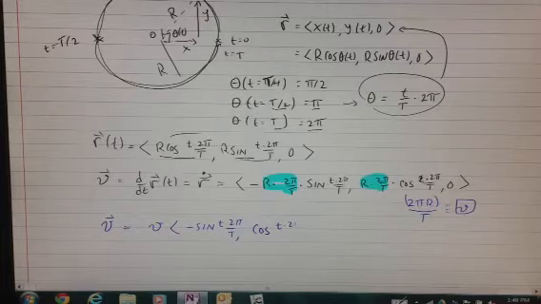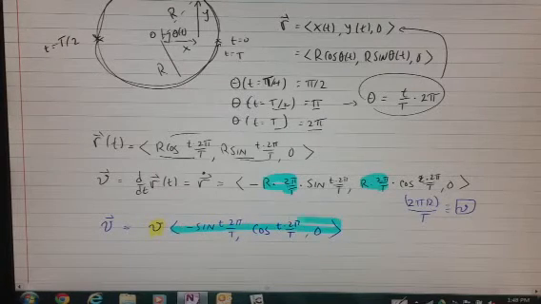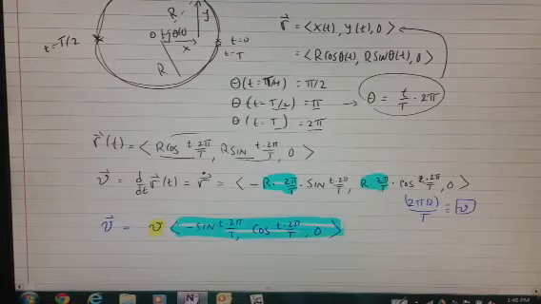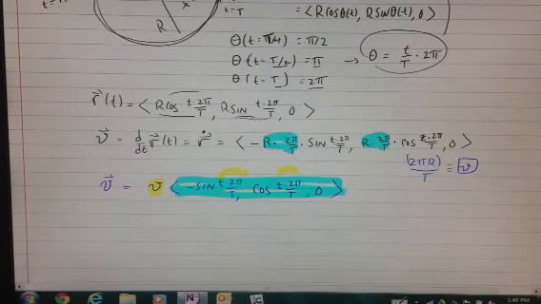Cosine of t times 2 pi divided by the period, and 0. Here is the magnitude of the velocity vector, and here is its unit vector. The Pythagorean theorem tells you that sine squared plus cosine squared of any angle, no matter what that time is, this is some number of radians, is going to give exactly 1. So that is a unit vector times a magnitude. So now I know what the momentum is.